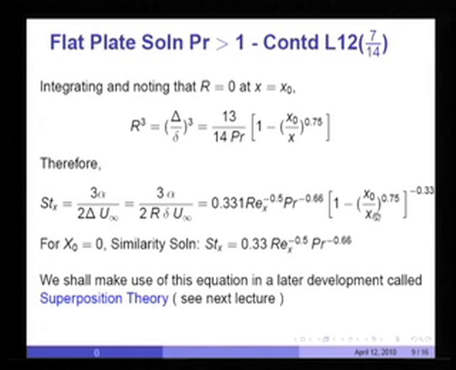Now, of course, this special relationship for heating started from x equal to x naught will be used later on to generate solutions when the wall temperature varies arbitrarily with x. And I will be using what is called the superposition theory, which is something I will discuss in the next lecture. But at the moment, let us turn our attention to the case of pressure gradient. Presently, in the flat plate case, the pressure gradient was 0, and therefore, the momentum equation was very, very simple, and so was the energy equation.